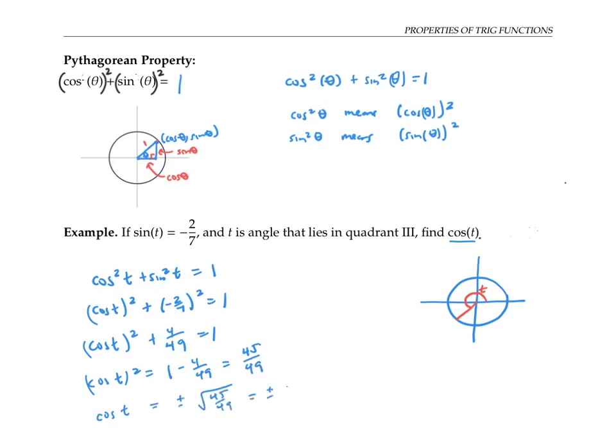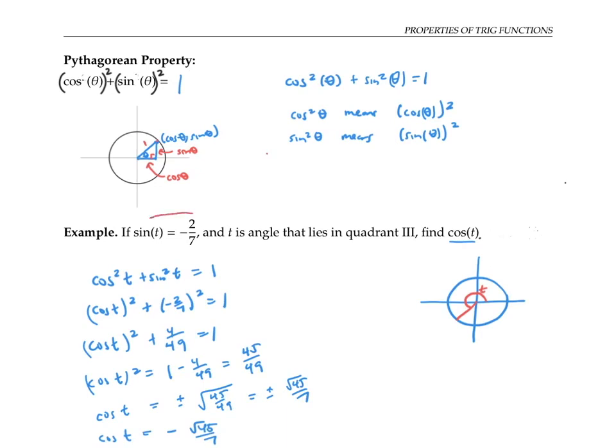That's plus or minus the square root of 45 over 7. Now, since we're in the third quadrant, we know that cosine of t, which represents the x-coordinate of this point, must also be negative. Therefore, cosine of t is going to be negative square root of 45 over 7. It's also possible to solve this problem using the Pythagorean theorem for right triangles directly.